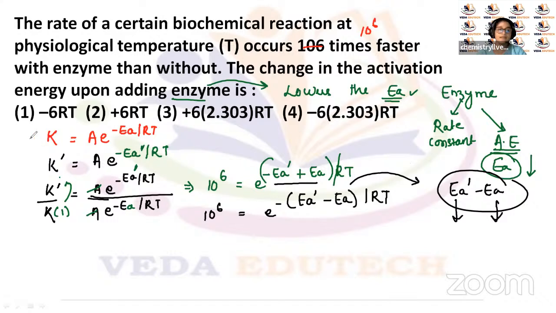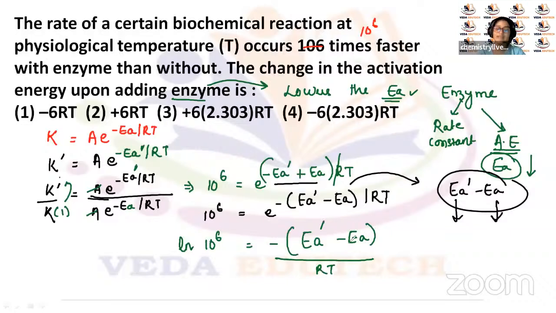Okay. Now what are we going to do? We'll take ln on both sides. So if I take ln on both sides, ln 10 to the power 6 will give us, now your e will get cancelled, so this is minus (Ea dash minus Ea) divided by RT.